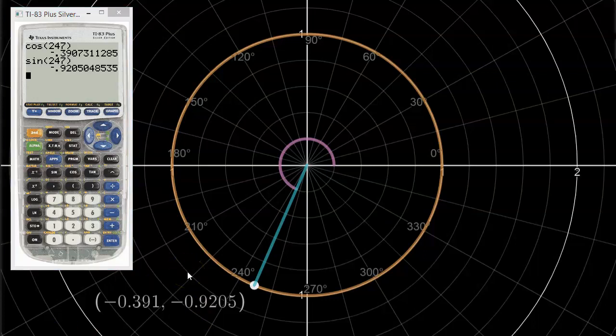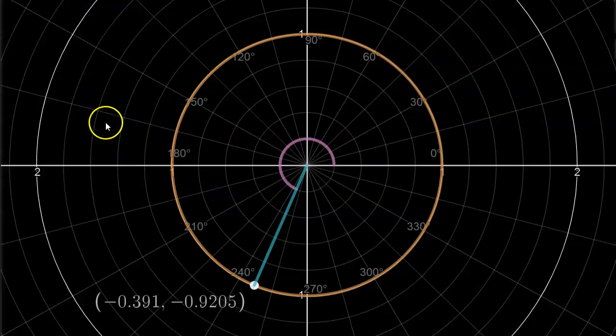The x-coordinate of the point where the terminal arm at 247 degrees intersects the unit circle is precisely equal to the cosine of 247 degrees, and the y-coordinate of the intersection is equal to the sine of 247 degrees. There definitely seems to be a relationship between the sine and cosine of an angle and the coordinates of the point where the terminal arm of that angle intersects the unit circle. So essentially what I can do is put away this calculator. Basically, I could just use my unit circle as my calculator instead of an actual calculator. And this is what I mean.